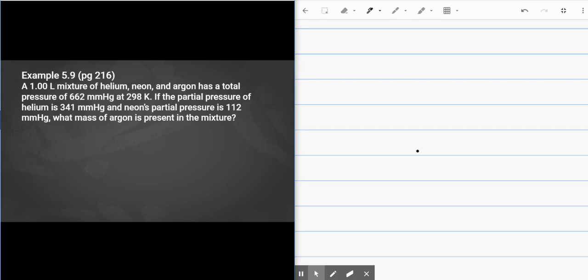So we're going to have to go from the moles to the mass present in that sample. How do we find the moles of argon that are in that sample? We are going to first find the pressure of our argon. Okay, so we know the total.